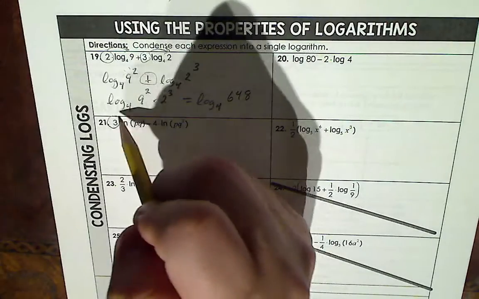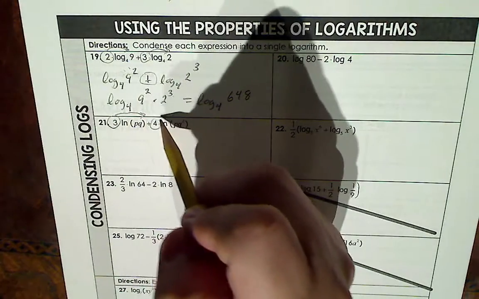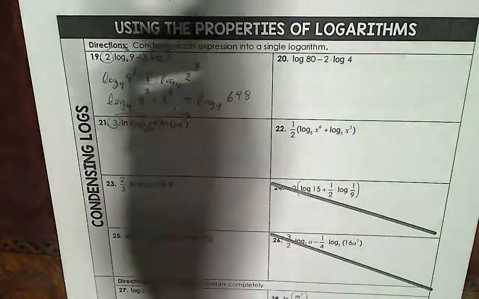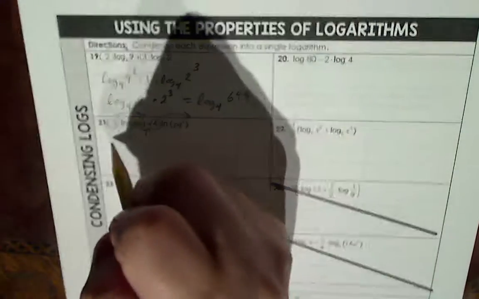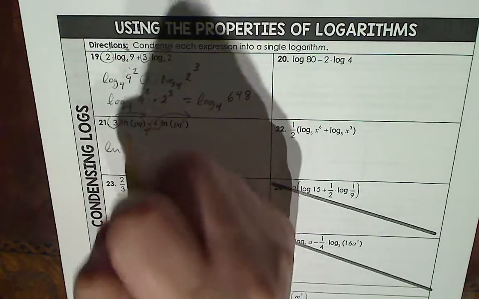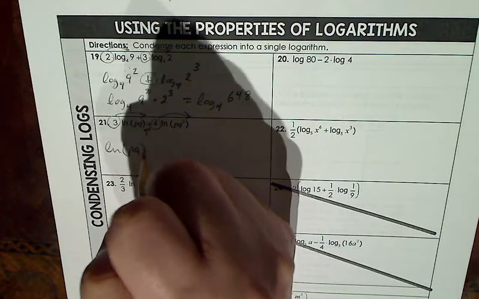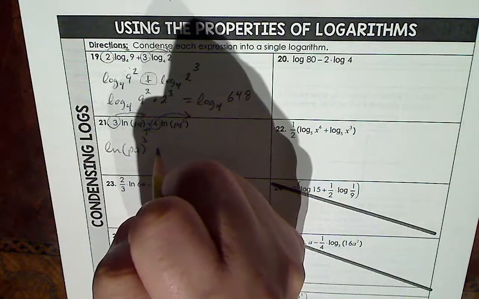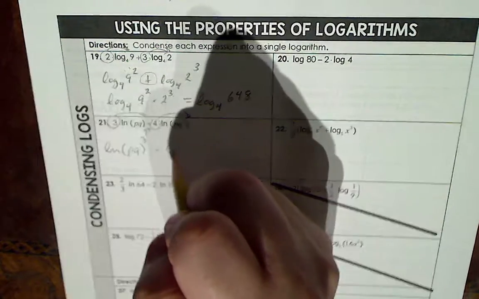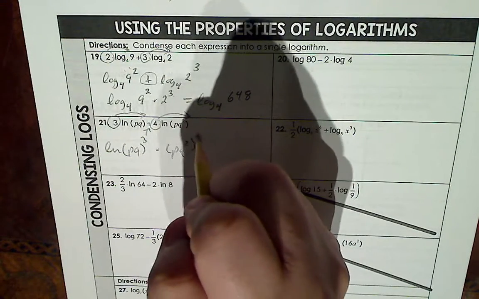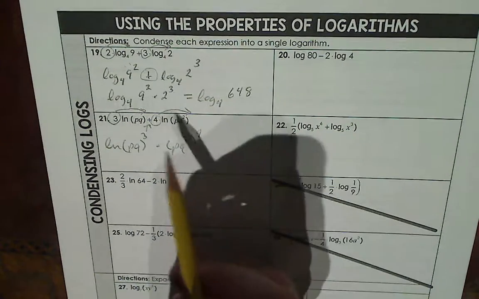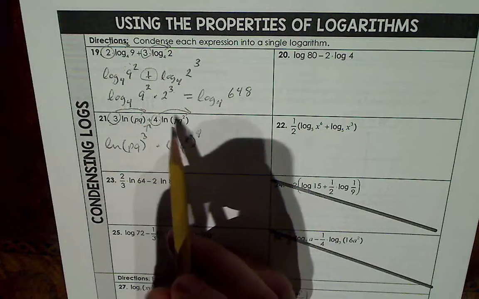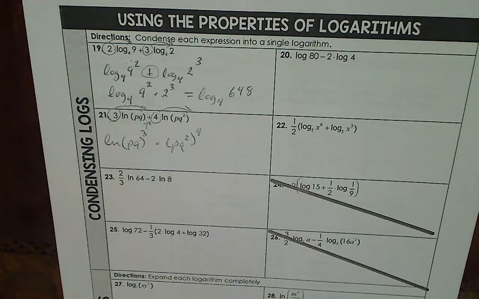Again, coefficient to power. Coefficient to power. It's also addition, so it means I'm going to be multiplying. So I'm going to skip one step here and go natural log of PQ to the third power times PQ squared to the fourth power. Okay, so addition became multiplication, coefficients became powers.